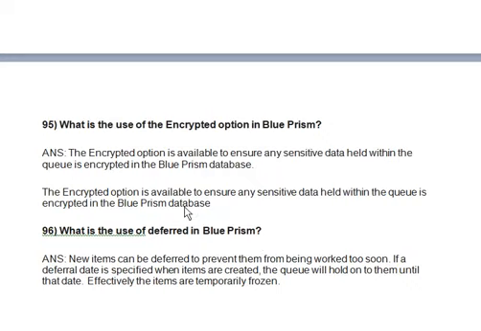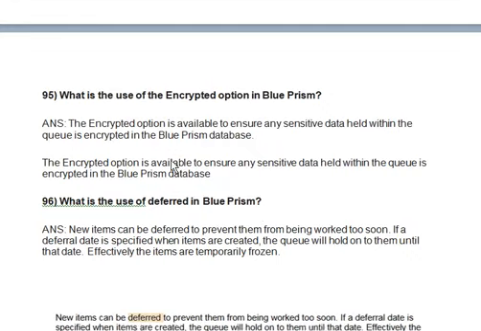What is the use of the encrypted option in Blue Prism? The encrypted option is available to protect any sensitive data held within the queue. Usually the data within the queue is encrypted in the Blue Prism database. Suppose there is some sensitive customer information, it will be managed through the Blue Prism database through the encrypted option.